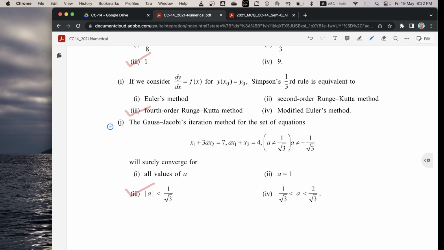And last question, J: the Gauss-Jacobi iteration method for the set of equations x1 plus 3a x2 equals 7, a x1 plus x2 equals 4, and a not equal to plus minus 1 by root 3, will surely converge. The correct option is 3: modulus of a is less than 1 by root 3.